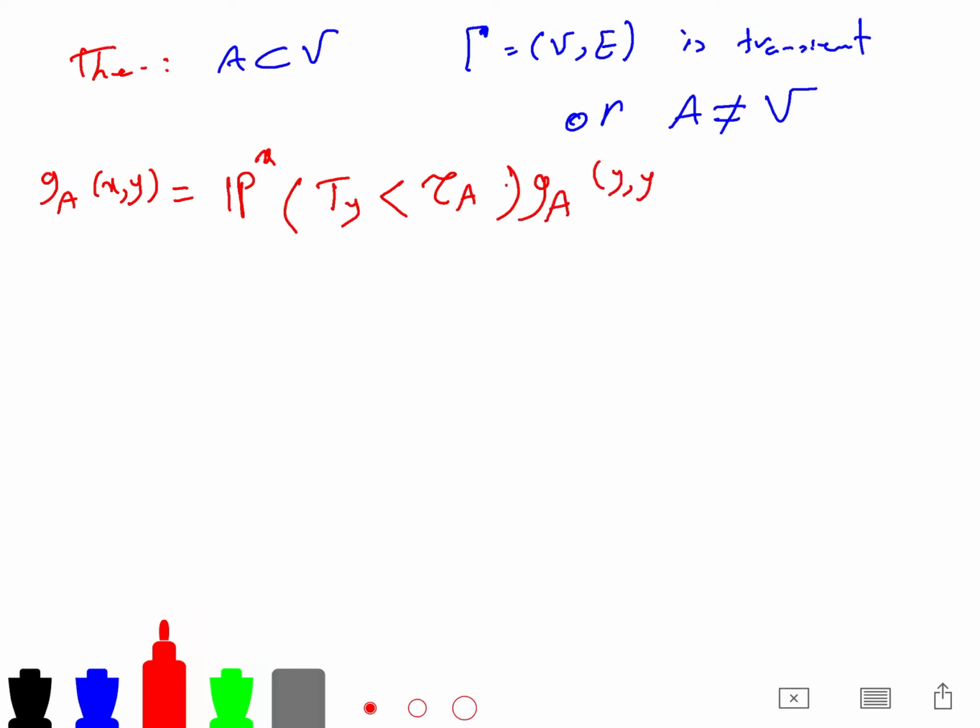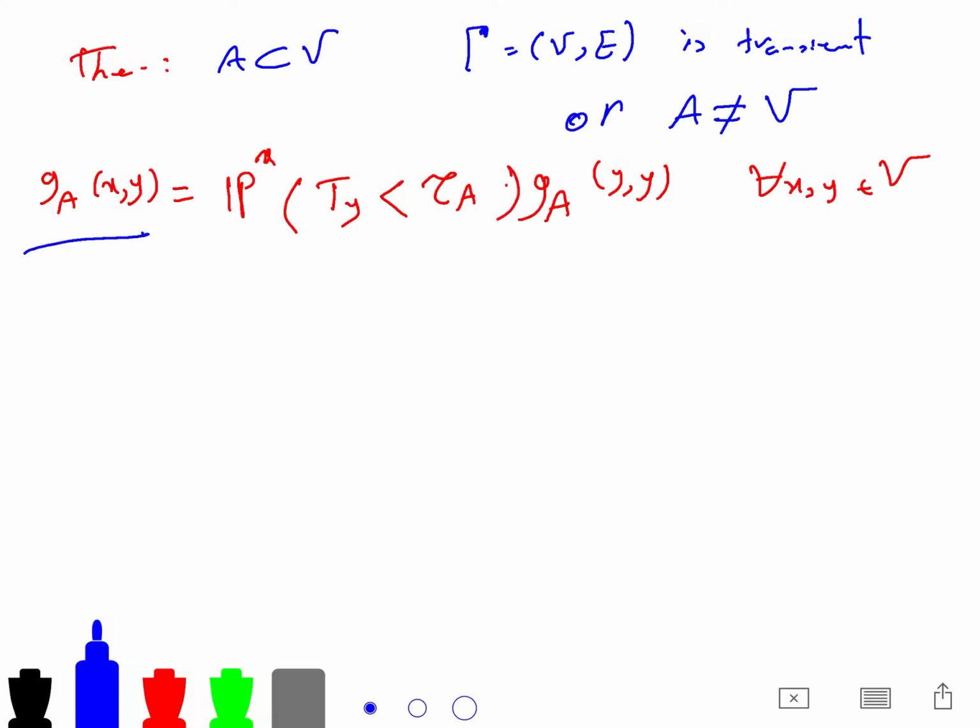G_A(y,y) for any x and y in your vertices. So to prove the first part, which is this part, we just apply the strong Markov property of X at T_y.